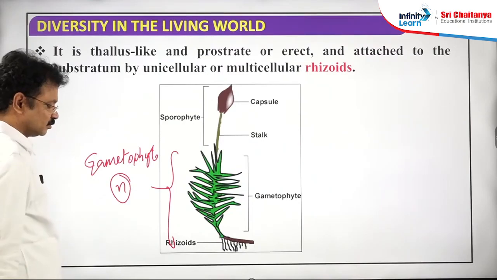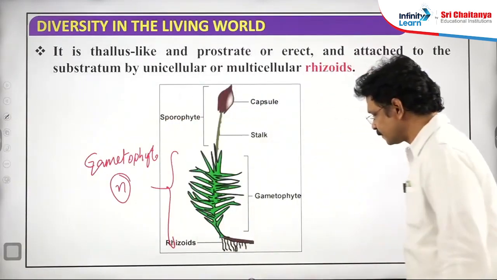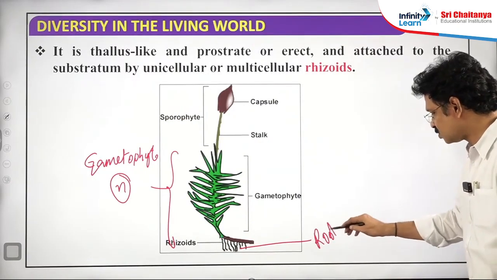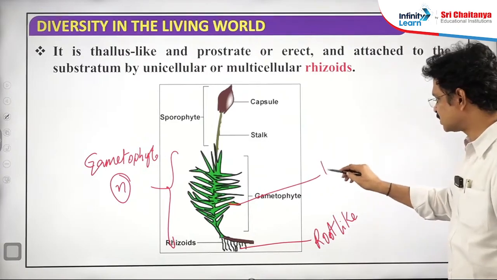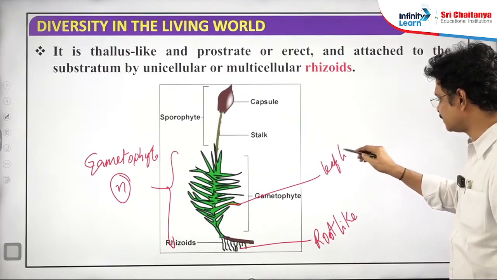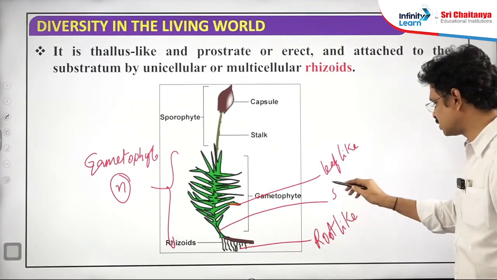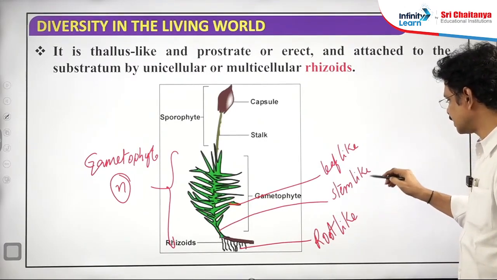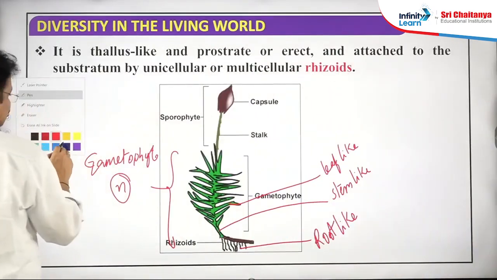Haploid, N. The plant body is differentiable into three structures. At the base, root-like structures are there, not original roots, just root-like. Here, leaf-like structures are there, not original leaves, just leaf-like. A stalk, a stem-like structure, is also there. Stem-like, leaf-like, and root-like structures are present.